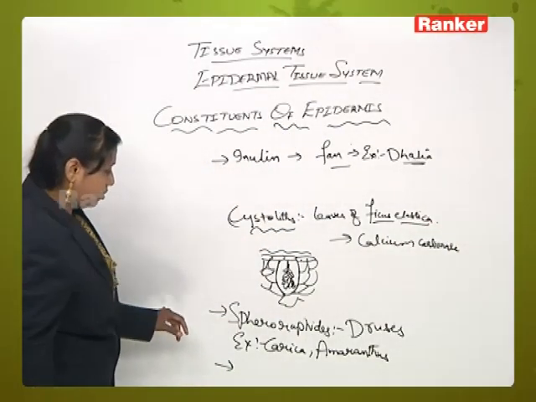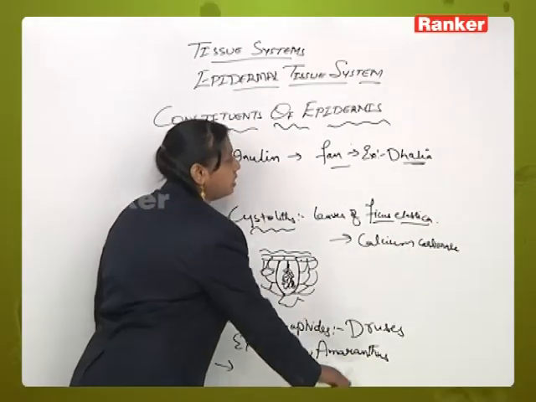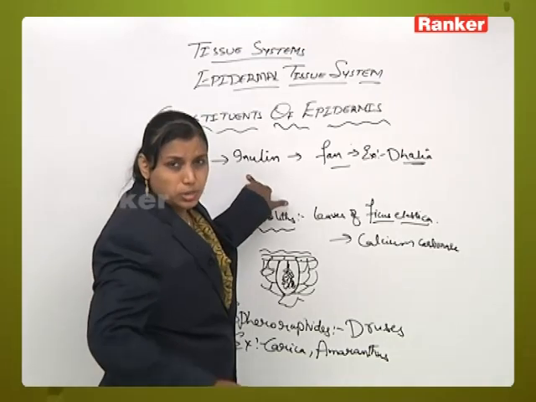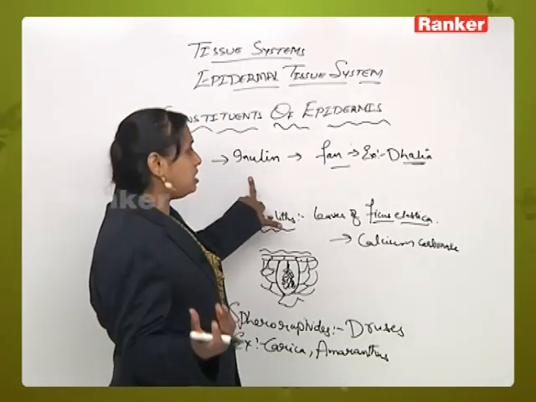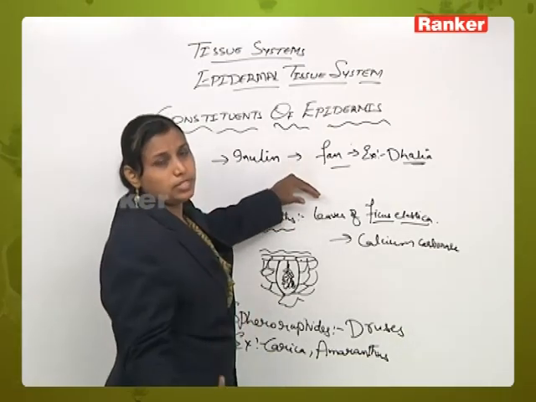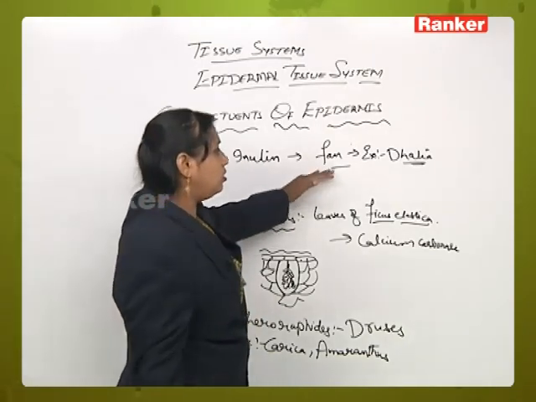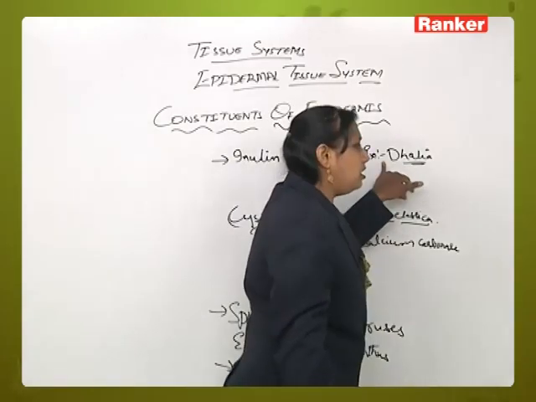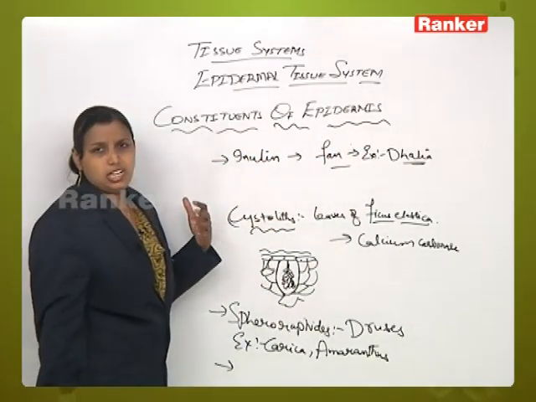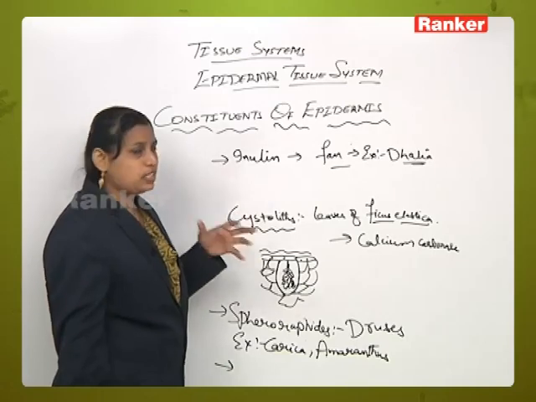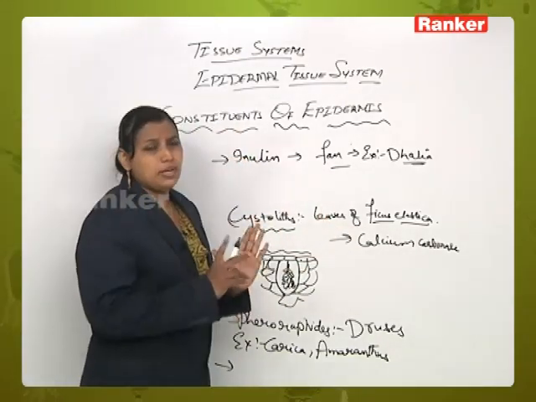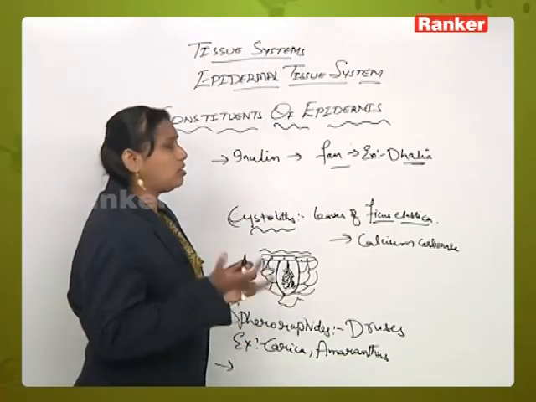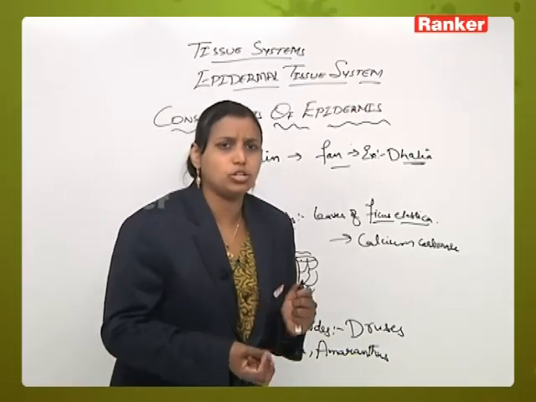And another example of sphaeraphides is Carica, Amaranthus. And there are some more specialized epidermal cells where the deposition or storage of inulin occurs, and the shape of that epidermal cell is in the form of a fan, and those are examples of Dahlia. Why are we studying these special epidermal cells? Because all these special epidermal cells have a major, more significant impact in the classification of the plant.